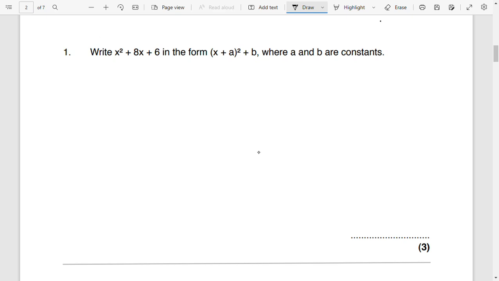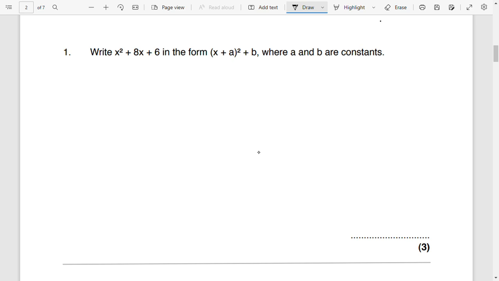Okay, so welcome to today's video where we are going to be completing the square. So this is the question example we're going to go through. Write x squared plus 8x plus 6 in the form (x plus a) squared plus b, where a and b are constants. Now we can put it in this form because it may help us solve the equation, or it will allow us to find the maximum and minimum parts of a quadratic graph. So let's have a look.